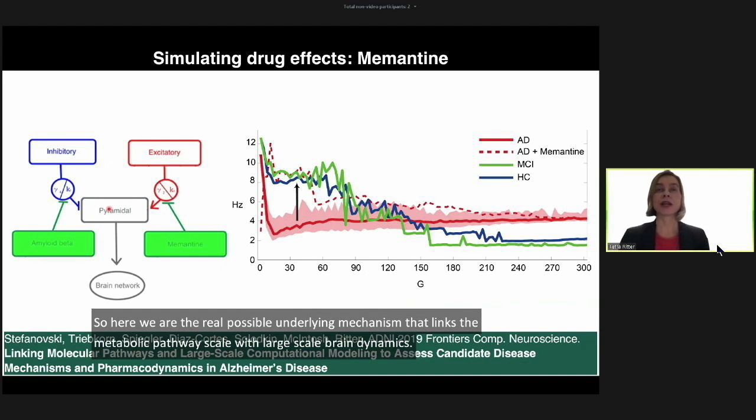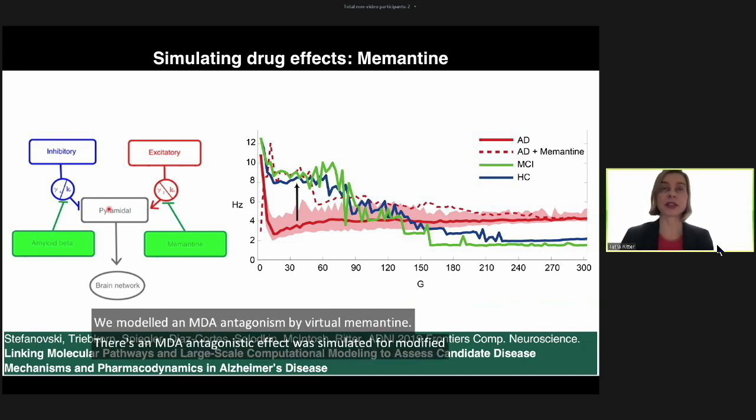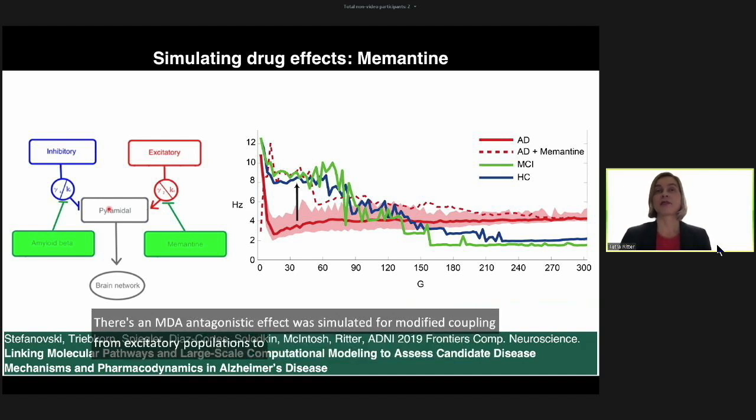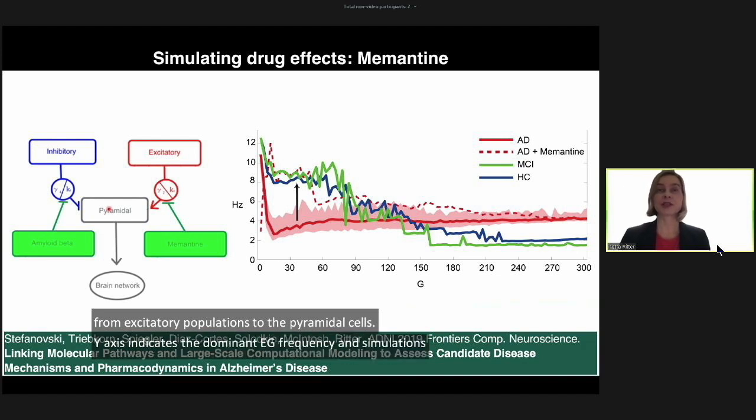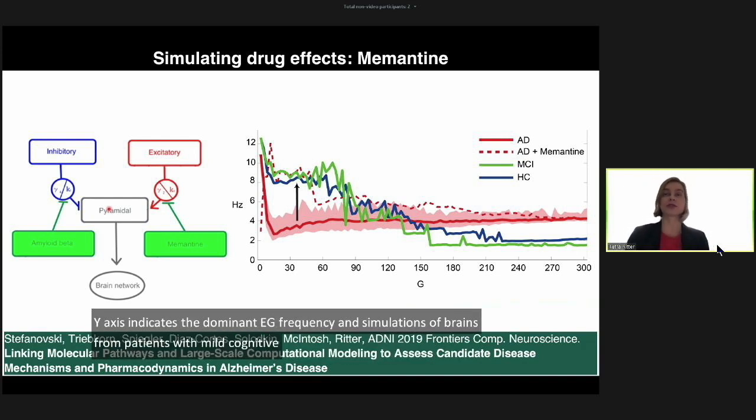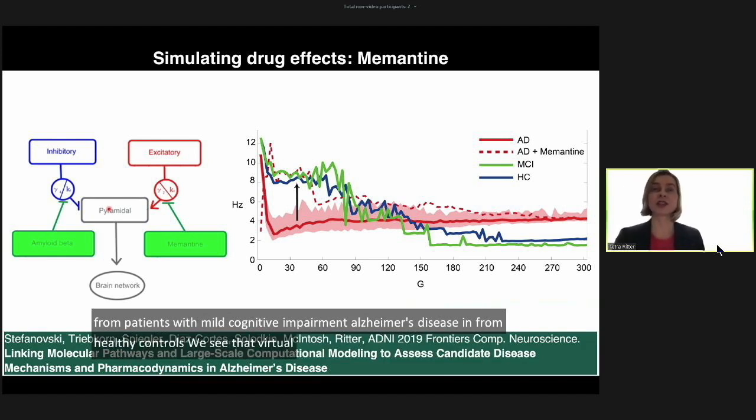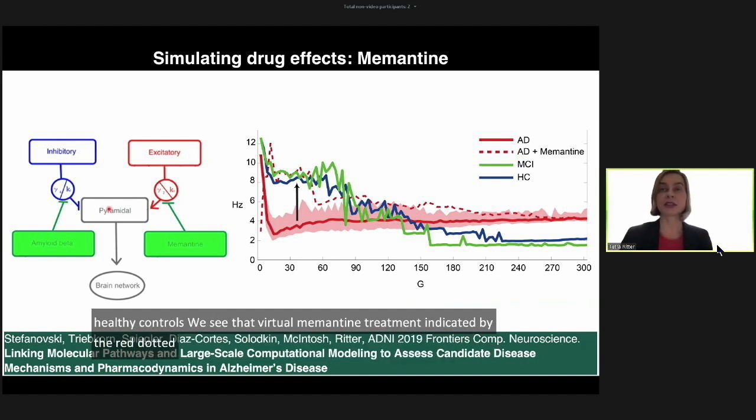Memantine is an NMDA antagonist used in dementia. We modeled NMDA antagonism by virtual memantine. This NMDA antagonistic effect was simulated through a modified coupling from excitatory populations to the pyramidal cells. The y-axis indicates the dominant EEG frequency in simulations of brains from patients with mild cognitive impairment, Alzheimer's disease, and from healthy controls. We see that virtual memantine treatment, indicated by the red dotted line, shifts the Alzheimer's disease group to the level of healthy controls and patients with MCI, mild cognitive impairment.